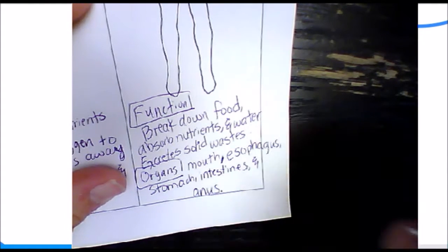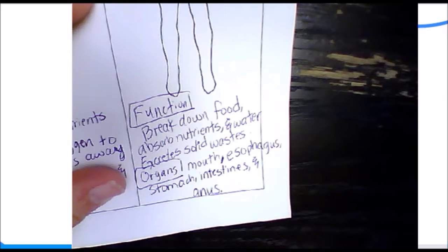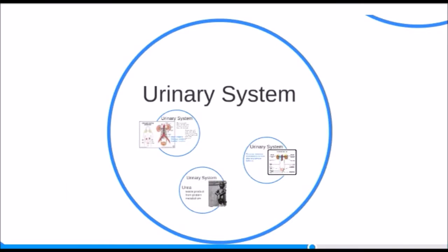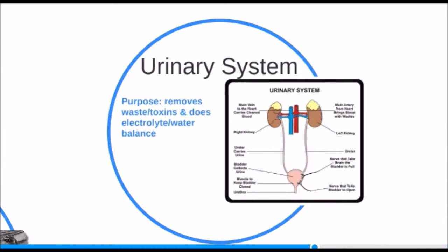All right, next up is the urinary system. The urinary system, we talked about this a little bit already. But the purpose of it is to move waste and toxins, very similar to the digestive system. The urinary system is actually also called the excretory system because it excretes things out of your body. Another fun word. But it removes waste and toxin, and also does electrolyte water balance.